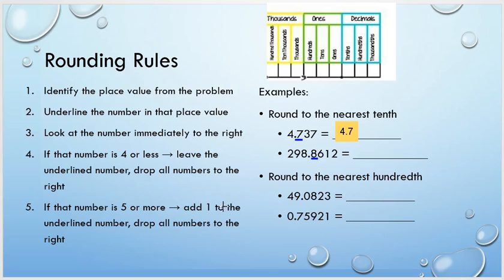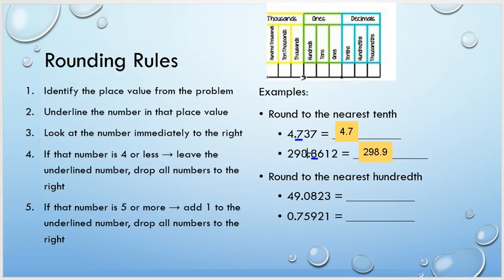So I'm going to add 1 to the underlined number. The 8 is what's underlined. I'm going to add 1 to that one, and only that one, and I'm going to drop all the rest of these numbers. So my answer here is the 298 that comes before the decimal, that just stays. And then that 8, because it's followed by a 6, is going to become a 9. So that's how you do these.